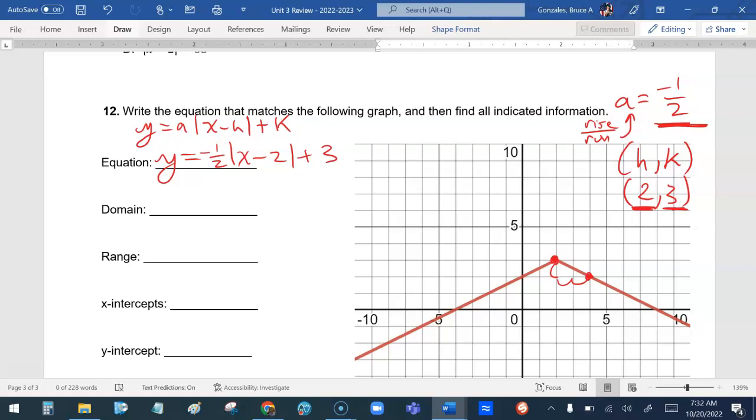All right, domain. All real numbers, or negative infinity to positive infinity, right? Because it goes forever to the left, forever to the right. But the range, okay, is going from bottom to top, negative infinity, all the way up to the top here, which is this y value of 3 bracket, okay? Or something like this. Okay, that's a negative infinity symbol.